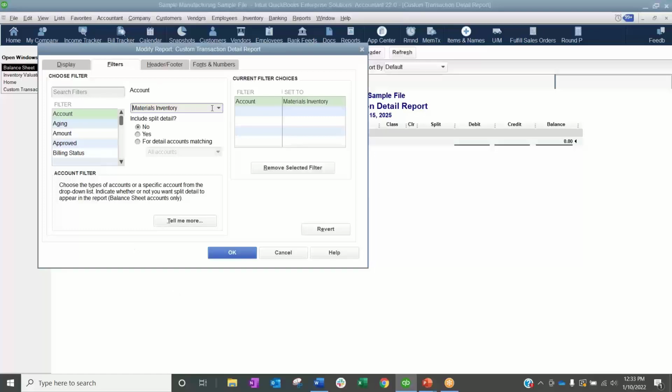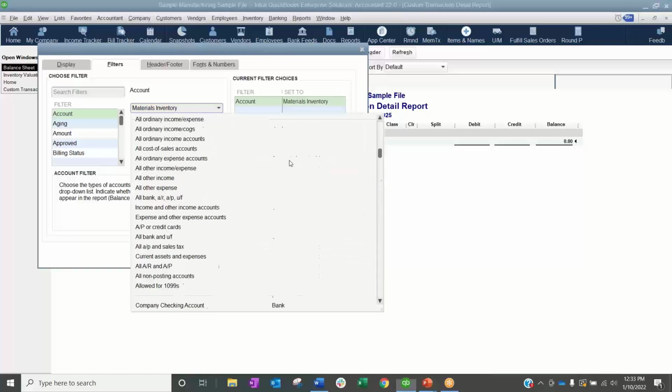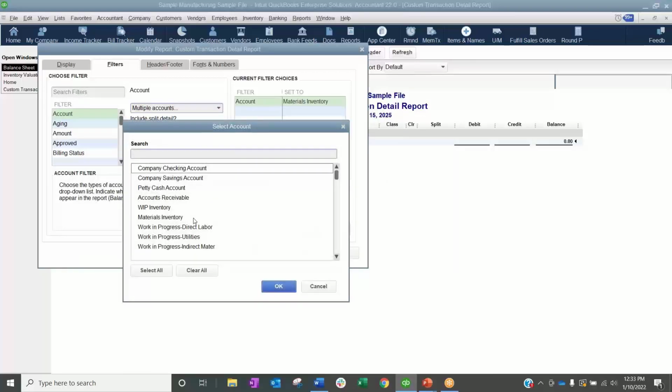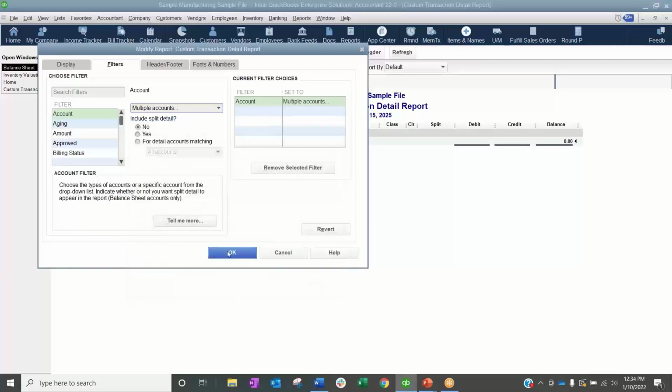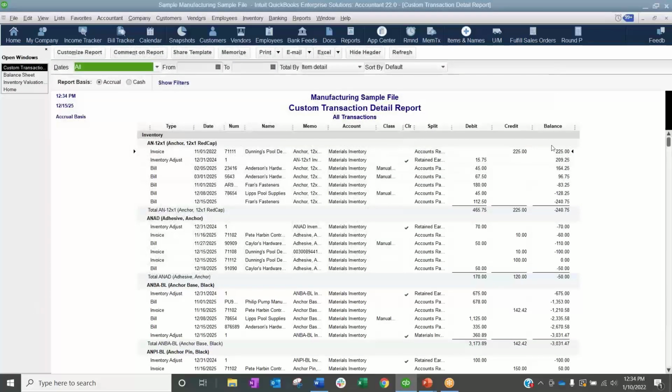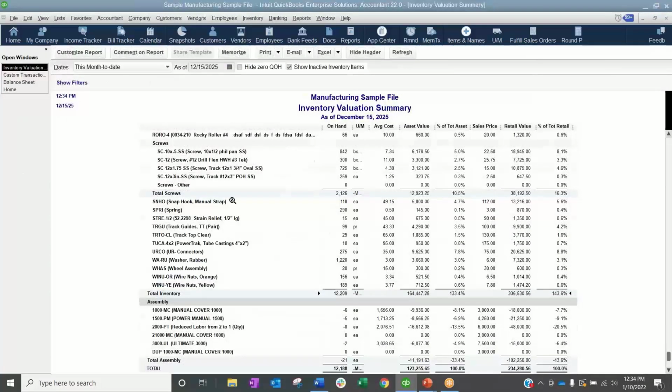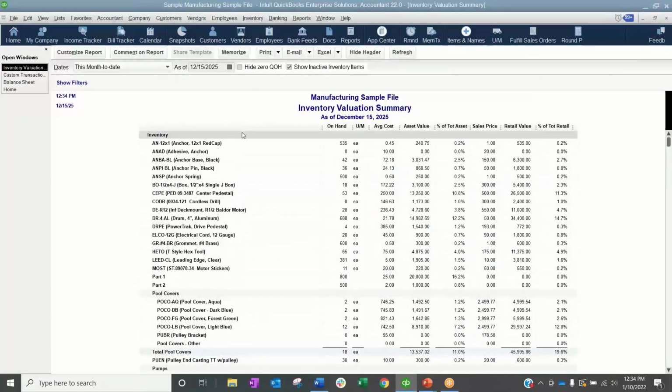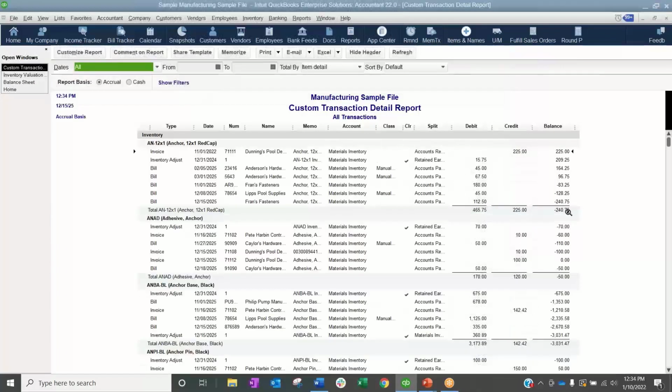Okay, so I'm filtering for just those. Well, let me just do it correctly. So materials inventory and finished goods inventory, because those two hold inventory numbers in them. And I say, okay, now this report here is going to show me, if I go back to my inventory valuation summary, it's 240.75, ties out 240.75.